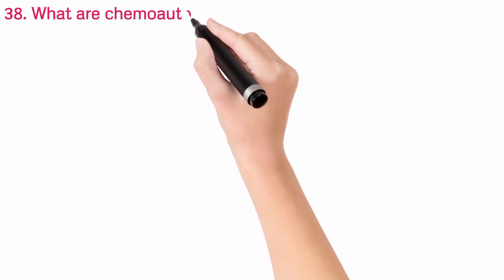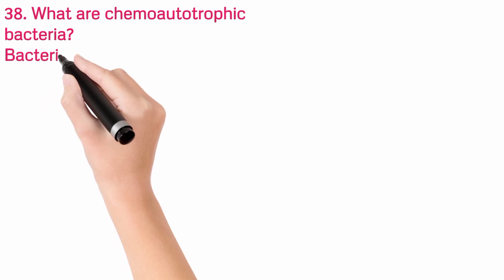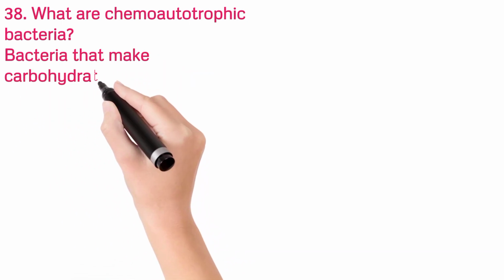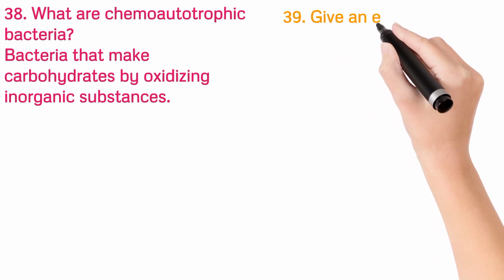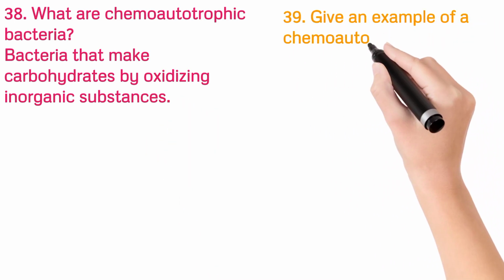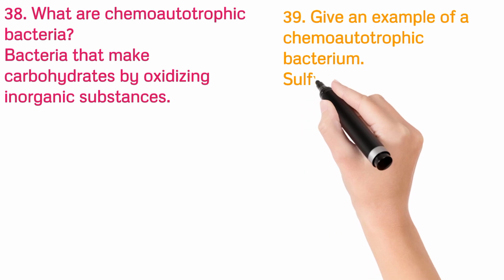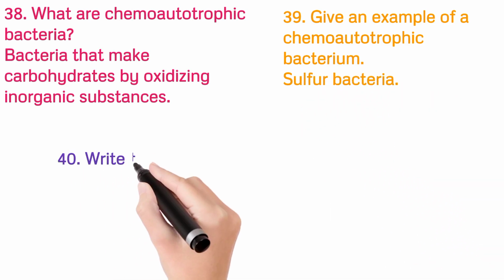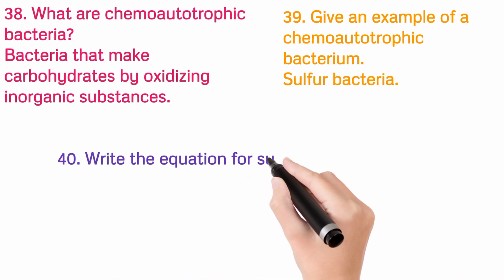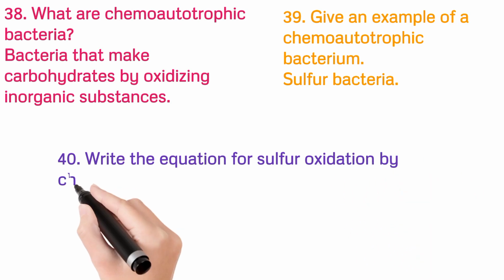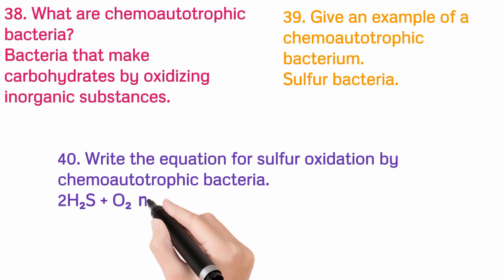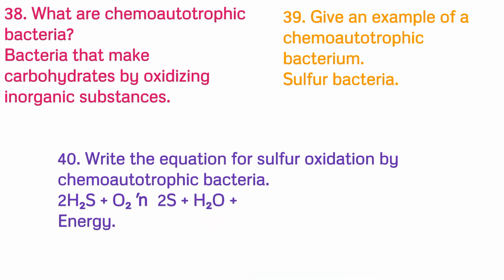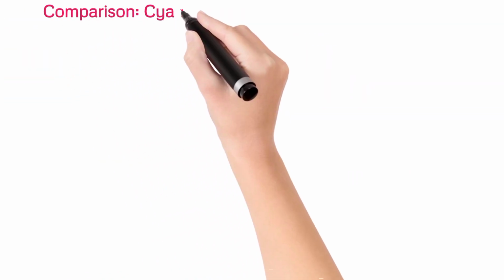38. What are chemoautotrophic bacteria? Bacteria that make carbohydrates by oxidizing inorganic substances. 39. Give an example of a chemoautotrophic bacterium. Sulfur bacteria. 40. Write the equation for sulfur oxidation by chemoautotrophic bacteria. 2H2S plus O2 right arrow 2S plus 2H2O plus energy.